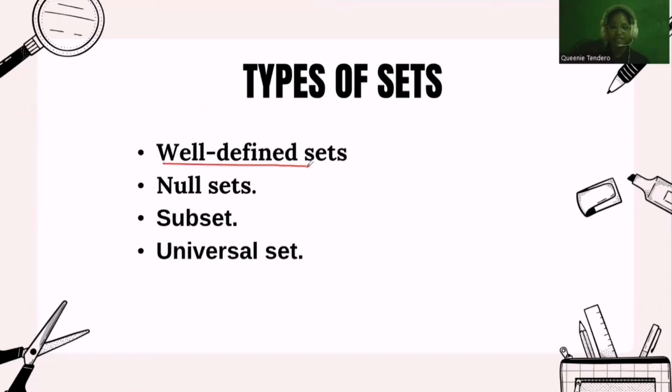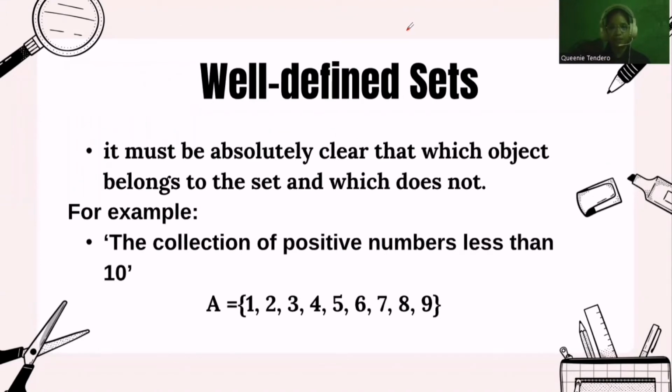We have here well-defined sets, null set, subset, and universal set. What is a well-defined set? Can you please read, Ms. Vildua? Okay, thank you so much, Ms. Vildua. A well-defined set is a set where the elements are clearly stated. For example, the collection of positive numbers less than 10 can be written as A equals the set of 1, 2, 3, 4, 5, 6, 7, 8, and 9, because it is said here that the collection only includes positive numbers less than 10. So that is called a well-defined set.